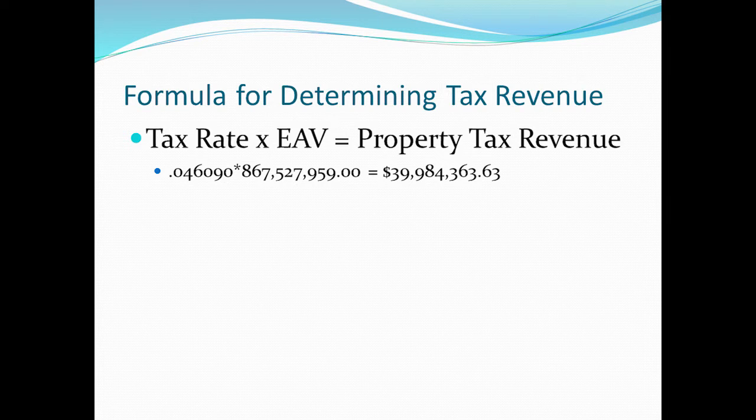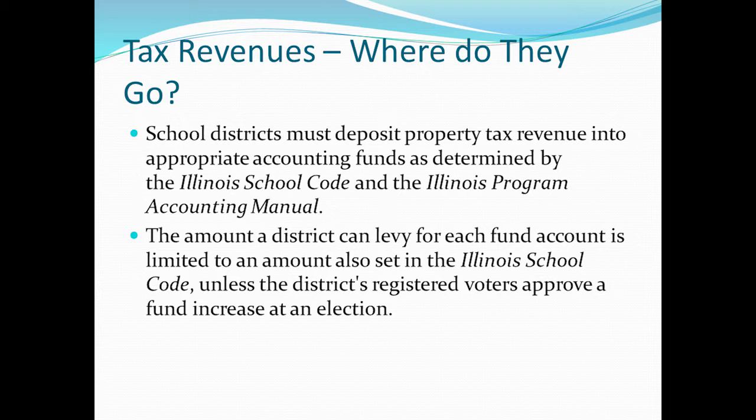So tax revenues, when we get them, where do they go? School districts must deposit property tax revenue into appropriate accounting funds as determined by the Illinois School Code and the Illinois Program Accounting Manual. And the amount that we can levy for in each fund is limited to an amount set in the Illinois School Code unless the voters of the district have at some point voted to increase that levy amount during an election, which you would hear as a referendum.